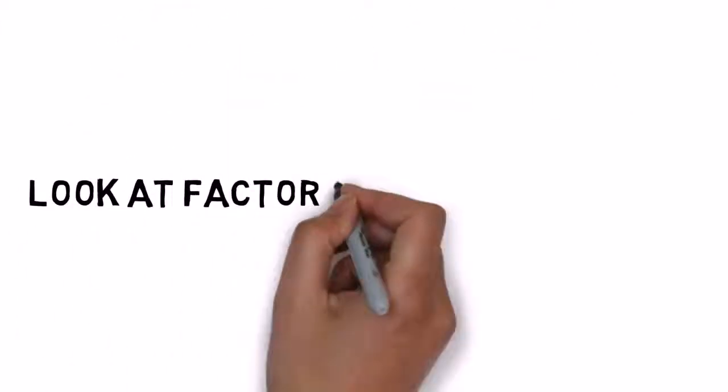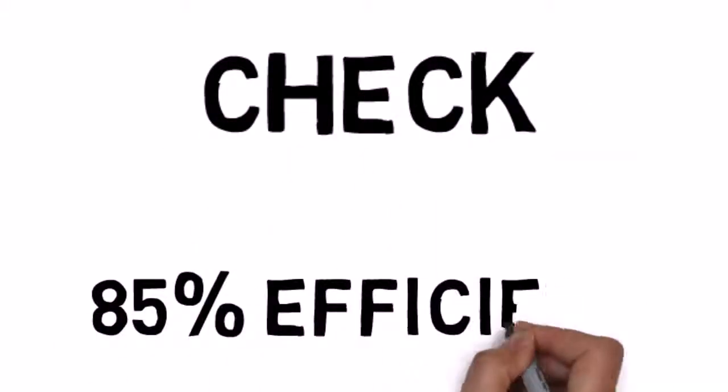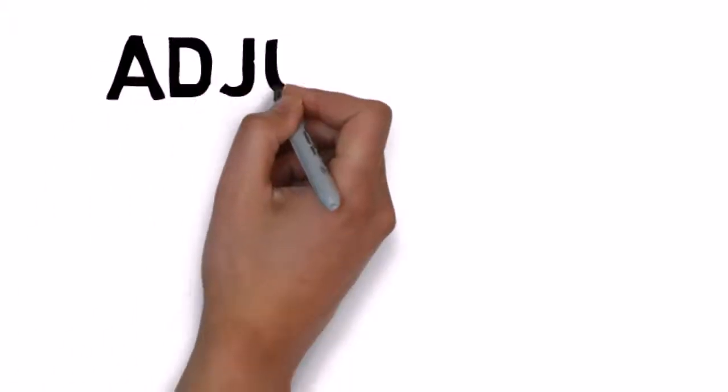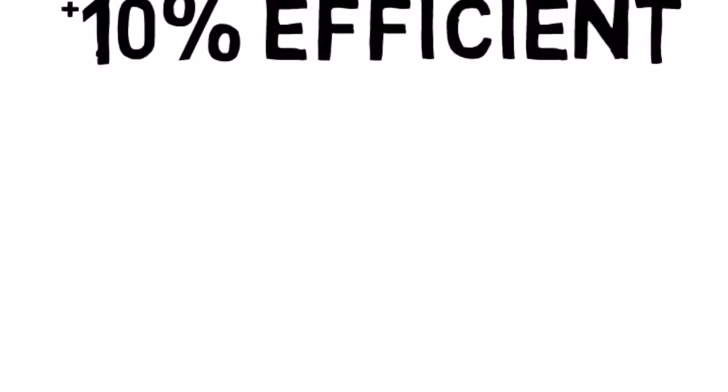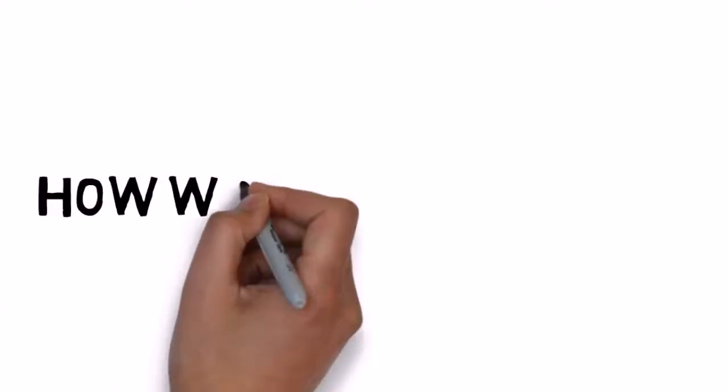Well, we have to look at the factors that are affecting our profit. For example, efficiency. So let's say our plan for efficiency is to be 95% efficient. So we do the work, we check our work, and when we check our work, we find that we're actually only 85% efficient. So now we know that our adjustment needs to be that we need to be 10% more efficient. So in order to be more efficient, we have to look at the factors affecting it, like how we drill our holes, for example.